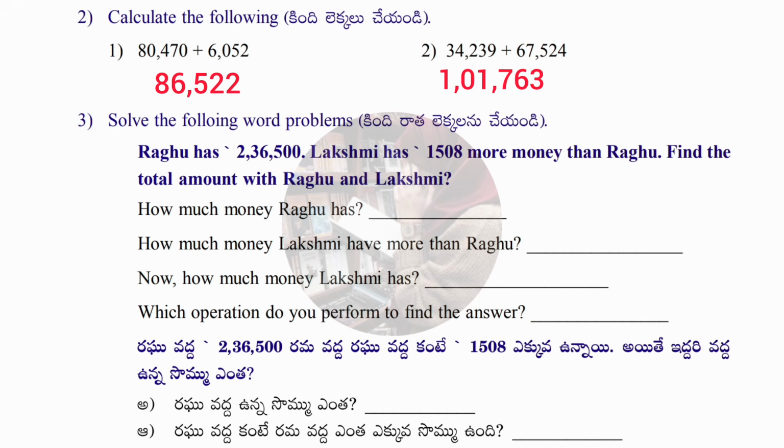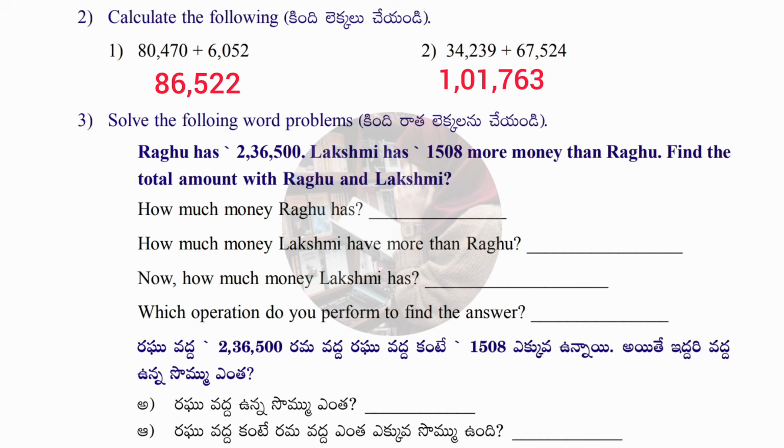Now we'll move to the third one, which is: Raghu has 2,36,500 rupees. Lakshmi has 1,508 more money than Raghu. Find the total amount with Raghu and Lakshmi. Okay, guys, here I would like to give you a trick. Whenever you see the word more, M-O-R-E, in a question, it means you have to add that more amount to the given amount. Okay, I will explain here.